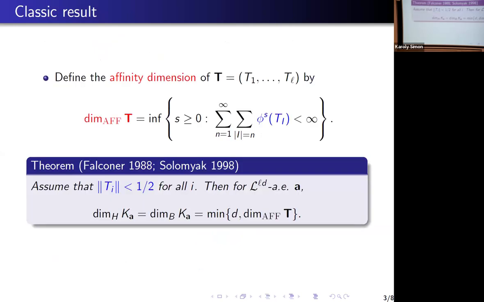So first we introduce the definition of the affine dimension. Given the linear maps T_1 to T_L, we have the following definition of this affine dimension. Here, this potential function Psi is the singular value function of the linear map T_i. By Falconer and Solomyak's results, for almost all translations, the Hausdorff dimension and the box-counting dimension of K_a are both equal to the minimum of d and the affine dimension.